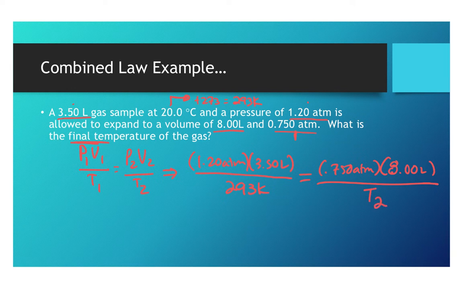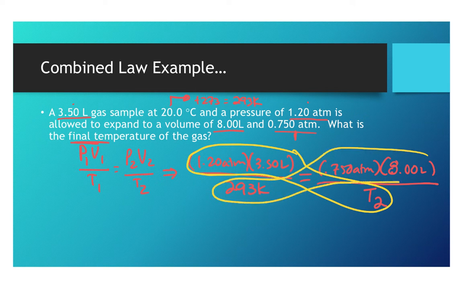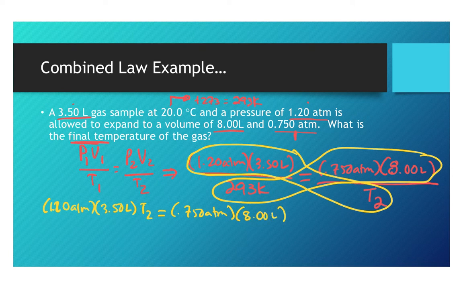Just like we did with other equations like this, we are going to solve this by cross-multiplying and dividing. So we are going to say 1.20 atmospheres times 3.50 liters times T2 equals 0.750 atmospheres and 8.00 liters times 293 Kelvin.